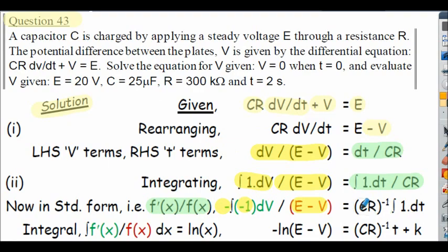On the right hand side I've just simply rewritten the equation with the CR to the negative 1 multiplying the integral of 1 dt. So we do integrate. On the left hand side we get negative ln of E minus V. On the right hand side CR to negative 1 multiplied by t plus the constant of integration, which I've labelled as k here. So that was using the standard forms to integrate.